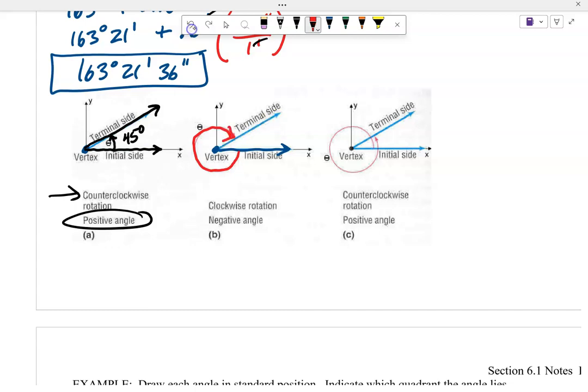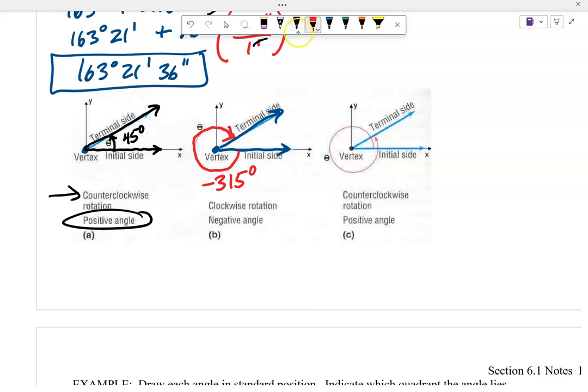Now if I do the same thing, I start here, but this time I rotate clockwise, and I end up right there. Let me do that in blue on my terminal side right there. Now this might be like negative, notice I'm going in a clockwise direction, negative 315 degrees, right?